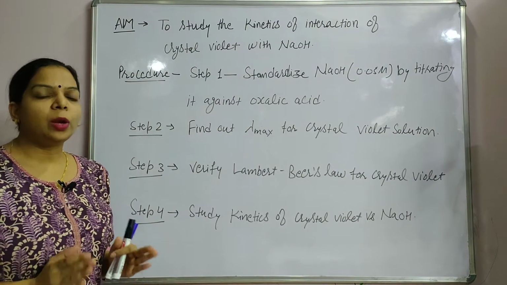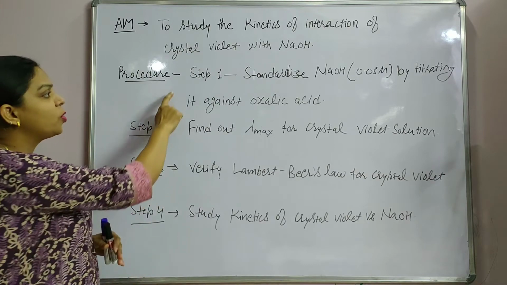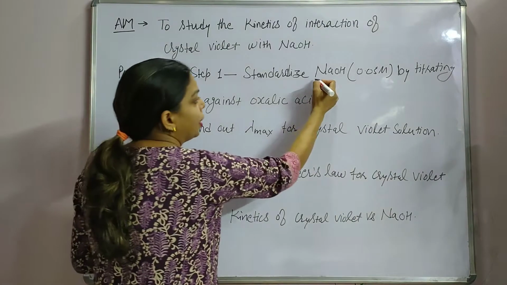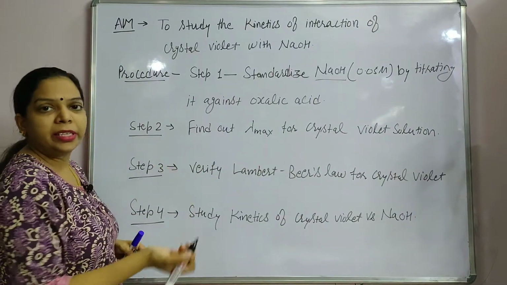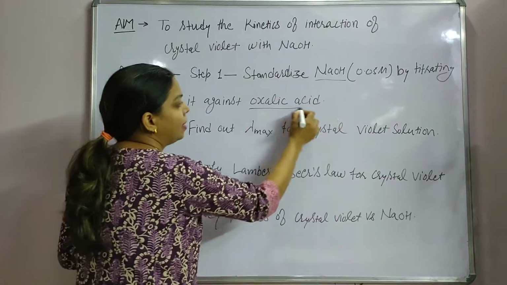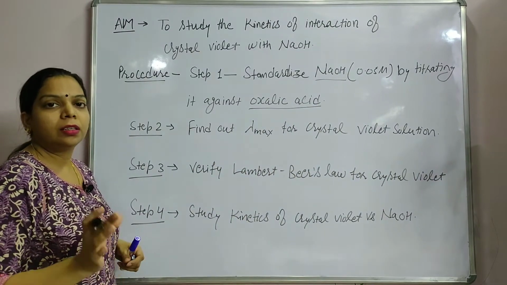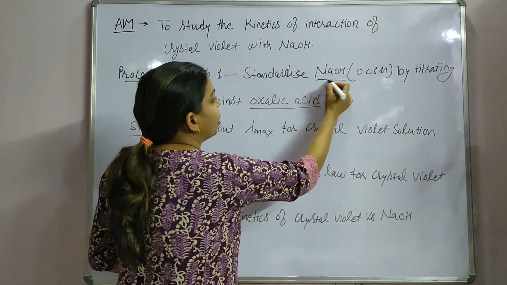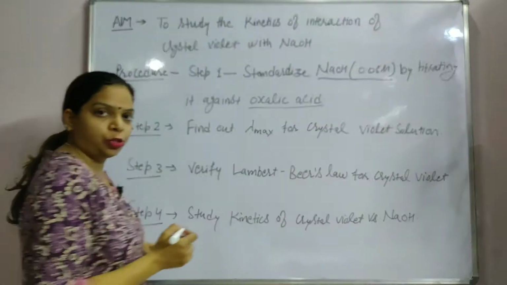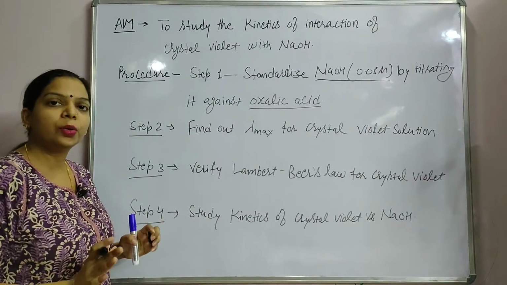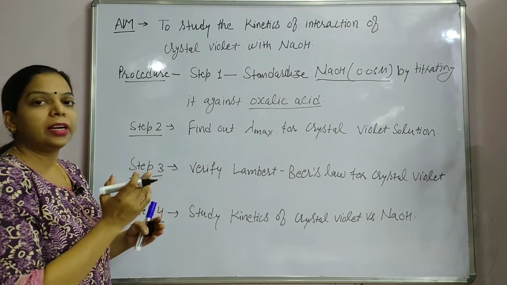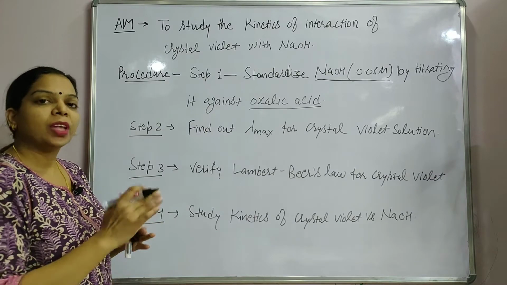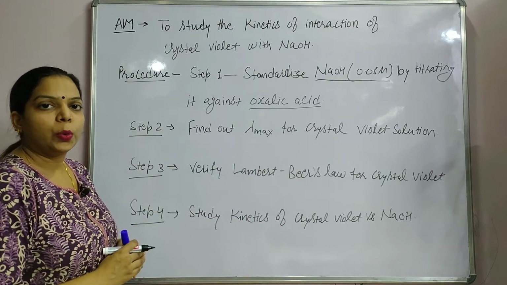So this experiment will be done in 4 steps. In the first step, we will standardize the given NaOH solution, and for that we will use any primary standard solution. Normally we use oxalic acid. So you can prepare the known concentration of oxalic acid and standardize if you are not provided the standard solution. The procedure you already know, that is very simple. Titrate oxalic acid versus NaOH using phenolphthalein as indicator, and you can confirm the normality of NaOH.